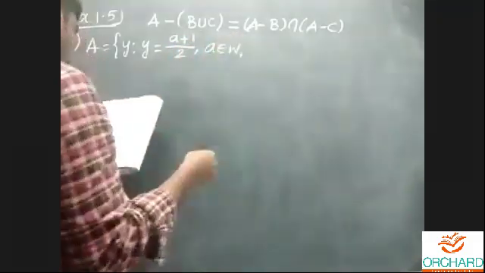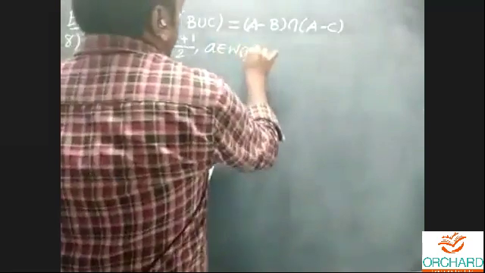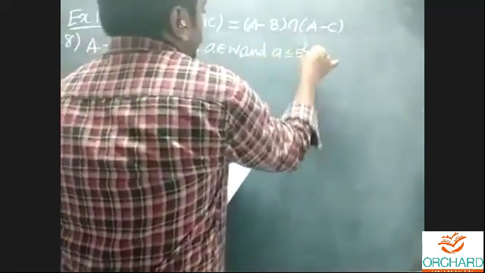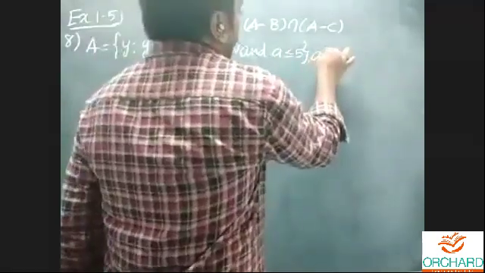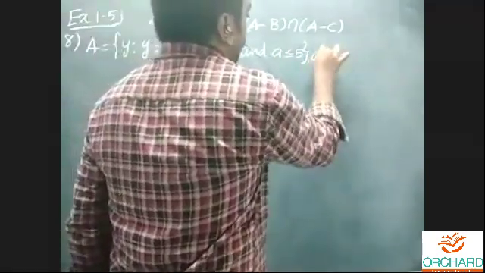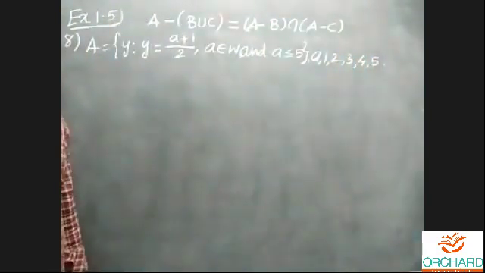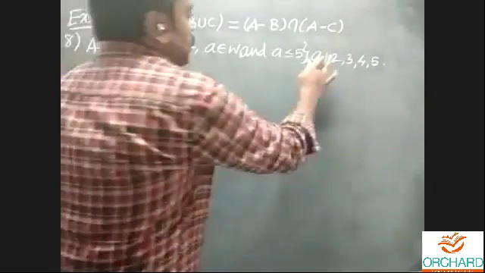W is the whole number and A is less than or equal to 5, which means A takes the value from 0 to 5: 0, 1, 2, 3, 4, 5.